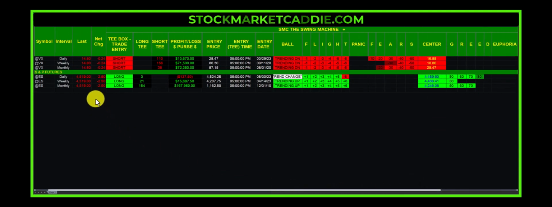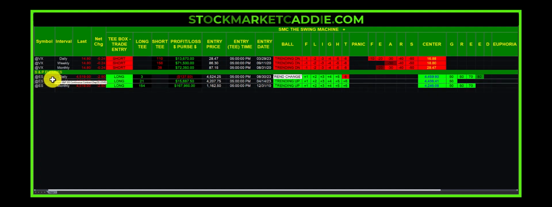On a daily view, the VIX went short 110 days ago, back in March of this year. Yes, could have made some money there. And notice where it is. It is in panic, nearly panic sell. The market short term is very, very complacent.